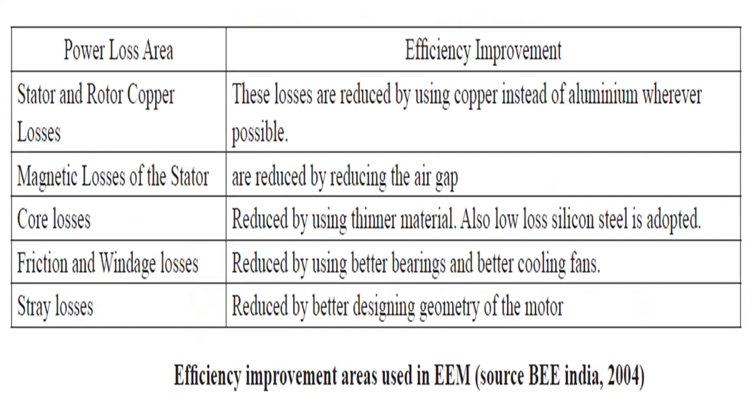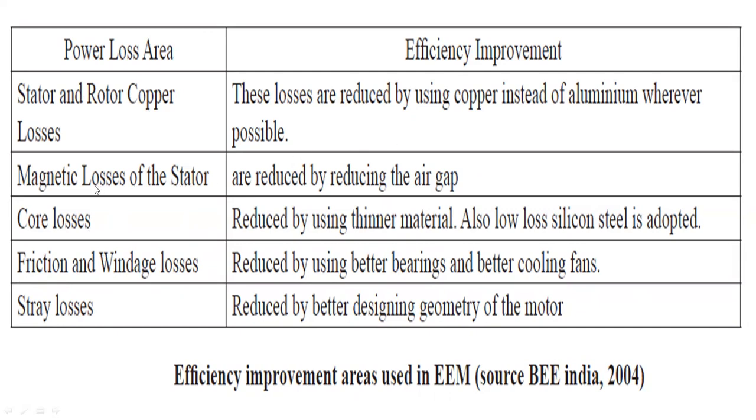It is important to know how energy efficient motors are different from standard motors. Efficiency can be improved by reducing standard losses. Thus, energy efficient motors are designed so that these losses are reduced. This table describes the improvement opportunities that are often used in the design of energy efficient motors. The power loss area is stator and rotor copper losses. The efficiency improvement is that these losses are reduced by using copper instead of aluminum wherever possible.